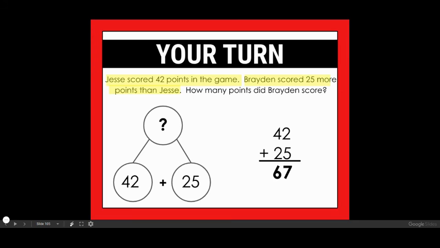Did you get a total of 67? Hopefully you did. So Braden scored a total of 67 points. That would be 25 more than what Jesse scored.